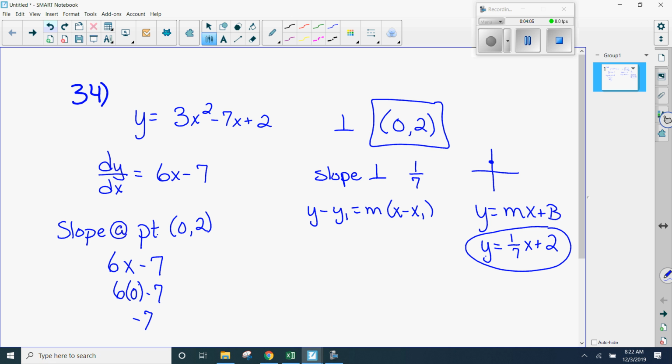Now, if you substitute over into this equation, you're going to get y minus 2 is equal to 1/7, and then you're going to have x minus 0. Instead of saying x minus 0, you would probably say y minus 2 is equal to 1/7 x. But if you move the 2 over to the other side, you're back to y equals 1/7 x plus 2. So you have the equation for your line.